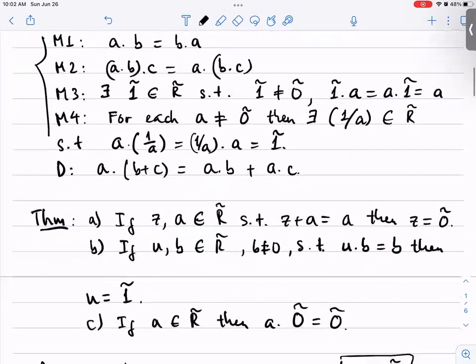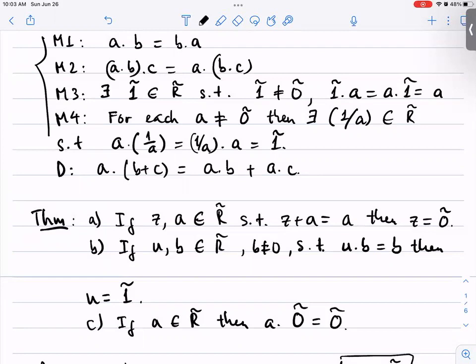The next axiom here is about the reciprocal. For each element A not equal to the zero element, then there exists an element denoted by 1 over A, also in the set of real numbers, such that A multiplies with this special symbol 1 over A equal to 1 over A multiplies with this element A and equal to 1, the element 1.